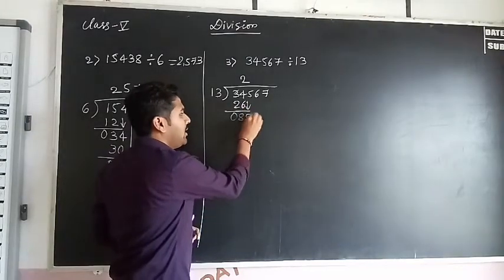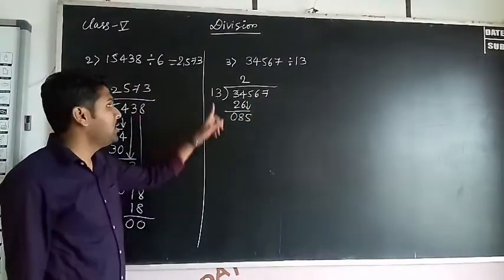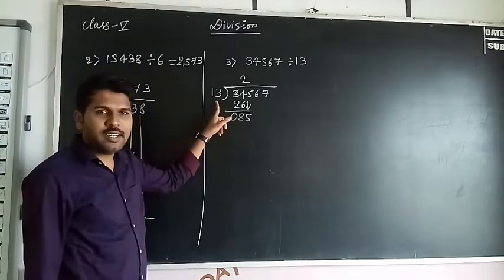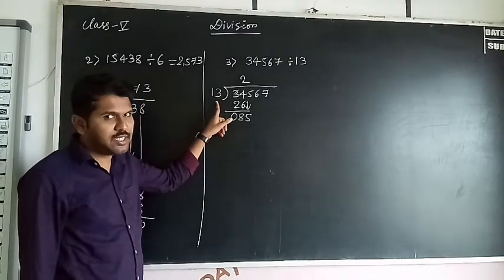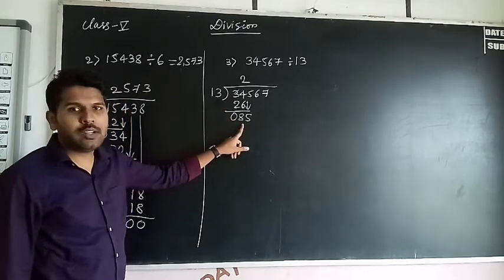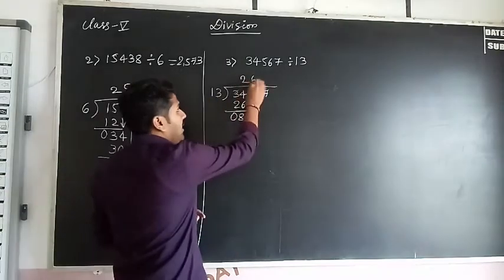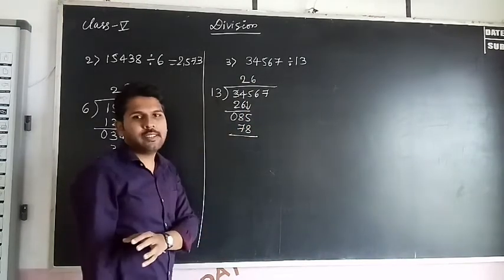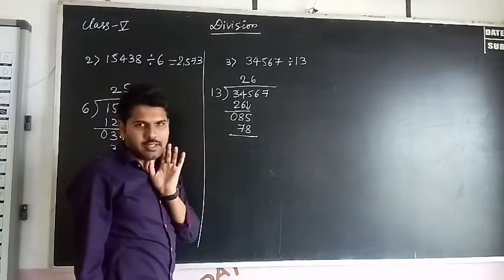Again one digit, 85. So the nearest 13 ones, go on saying the tables. 13 table: 13 5s are 65, 13 6s are 78, 13 7s are 91. So 13 6s are 78. You should remember the tables. Then only you can divide the numbers.